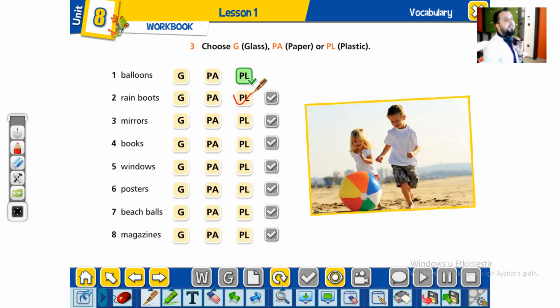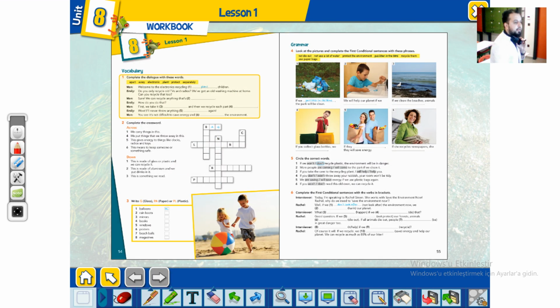Okay, rainbows are glass, paper or plastic. It's plastic. And mirrors. Mirrors are glass. Books are papers. Windows are glass again. Posters, paper. Beach balls, plastic. And magazines, paper. It's the easy parts. All of you can do it clearly.